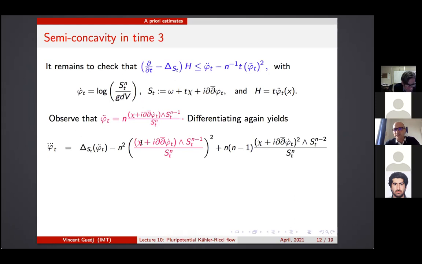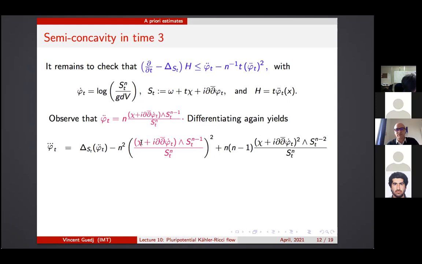Or I differentiate the denominator. Then I get this middle term, minus n square times the square of what I had. And eventually, I need to differentiate st to the n minus one. And then what I get is n minus one, chi plus i dd bar phi t dot square, wedge st to the n minus two, divided by st to the n. So it's not extremely pleasant, but it's not very difficult either.